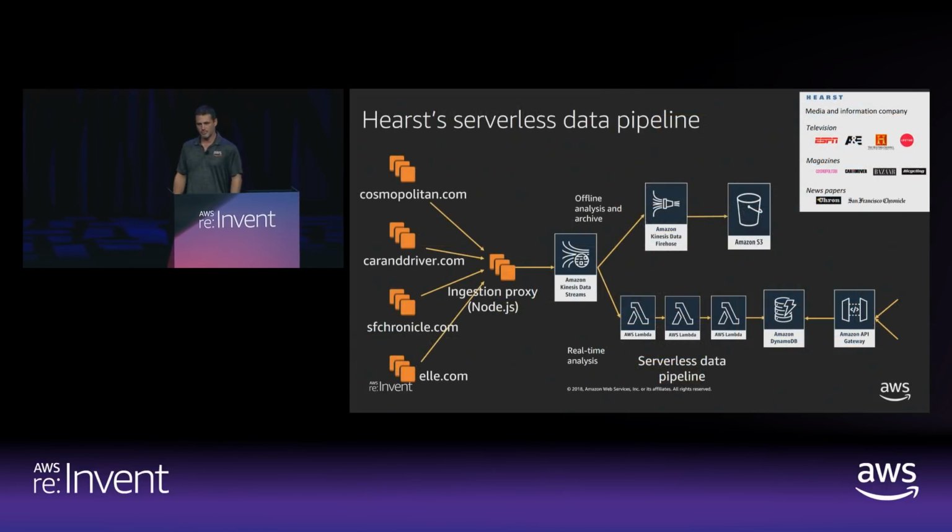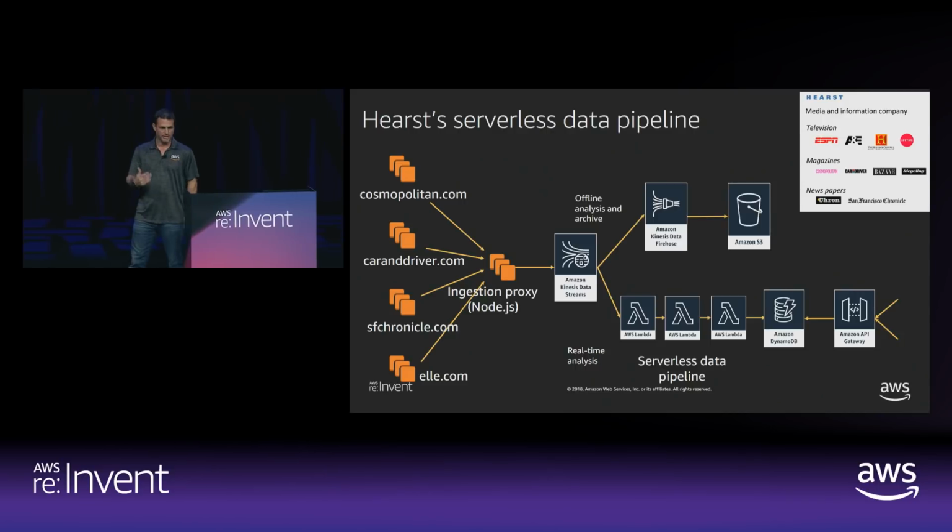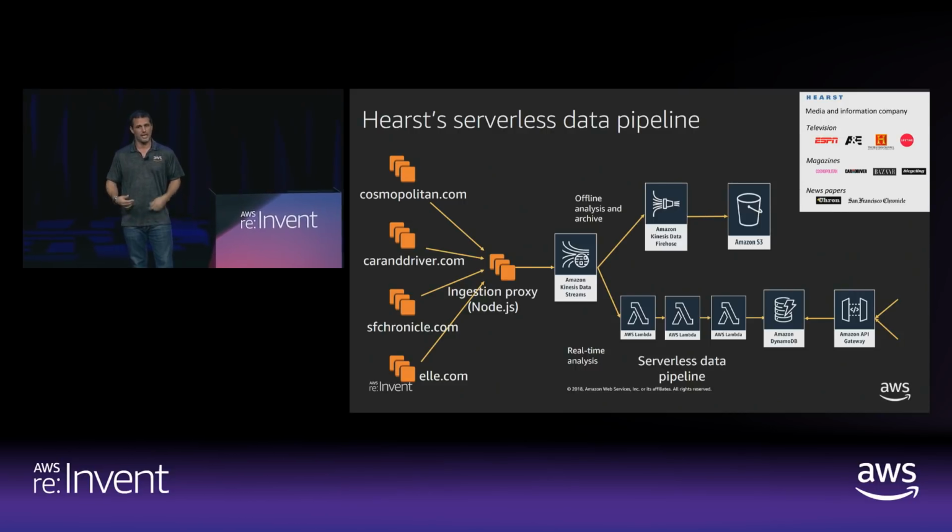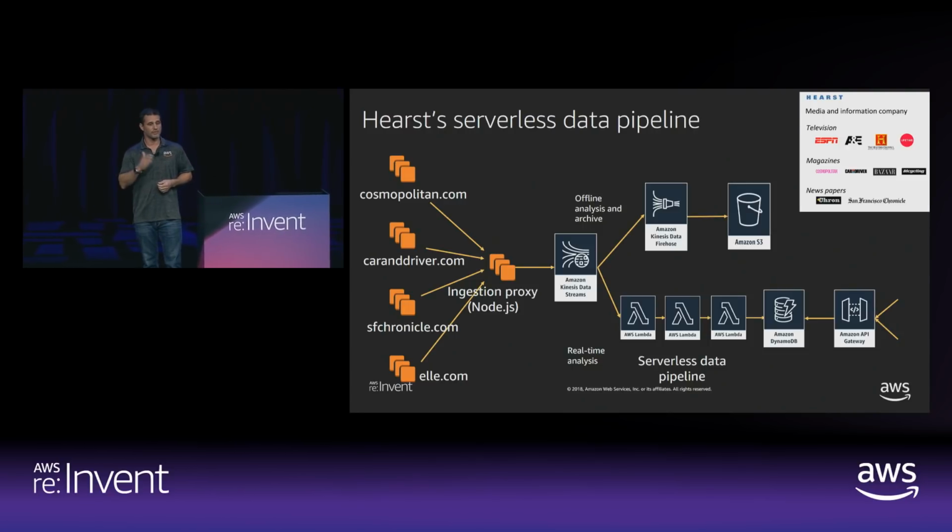So the first of two examples that we're going to run through, these are real customer examples, is Hearst. They're a media and information company. They have a wide number of different channels. They have magazines, newspapers, things like ESPN, A&E, lots of different channels out there under the Hearst umbrella. And this is actually a real flow that they have.